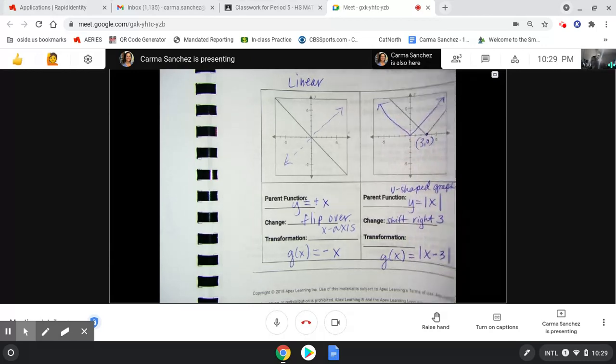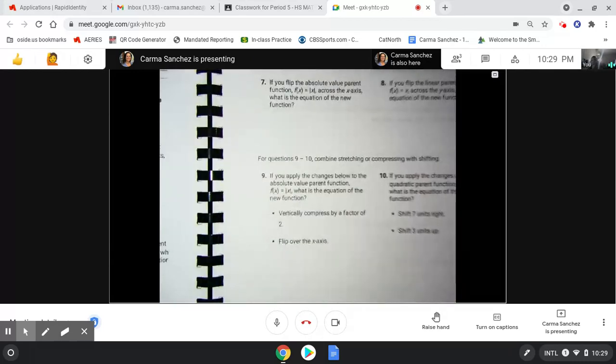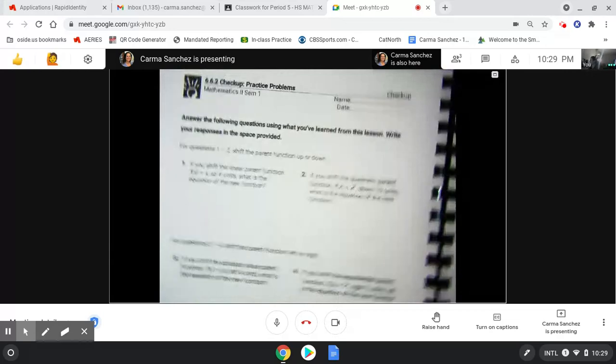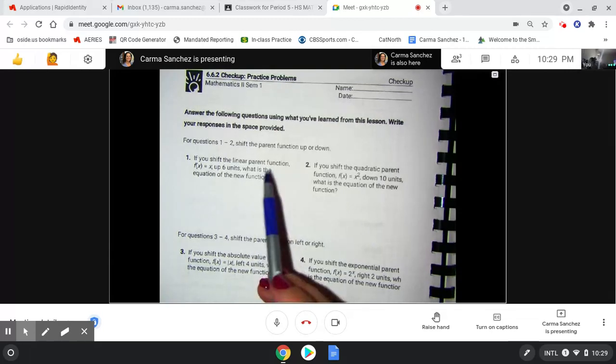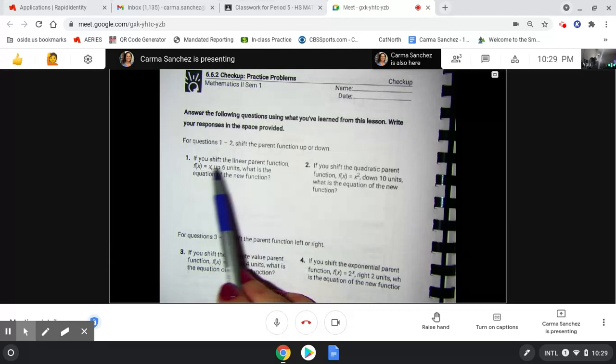All right, let's go look at the checkup questions. This is kind of a short one, so we're going to just do one video. All right, let's talk about the shift from the parent function. Is it up or down? So if you shift the linear parent function up 6 units, what's the equation of the new function?